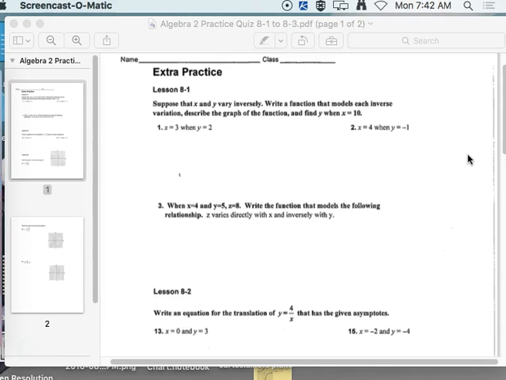So it says, suppose x and y vary inversely. Now, I would stop right there because I want to write down that inverse variation equation, which is y equals k over x. We can start thinking about how all of that works. It says, write a function that models each inverse variation, describe the graph of the function, and find y when x is 10. Okay. So what do you suppose I'm supposed to do with x equals 3 and y equals 2? Plug them in. Good idea.